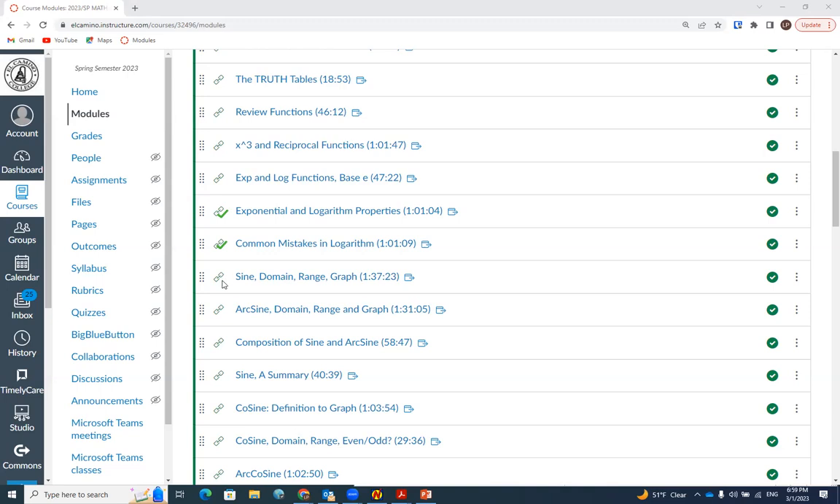For trig review, if you would look at sine domain range graph, this will be helpful. I know there's a lot more, but I'm just giving you a pointer to make the list a little bit shorter. You can only watch one thing at a time. But at least you get started on reviewing your algebra stuff in order to make this class work. Okay, we will try.